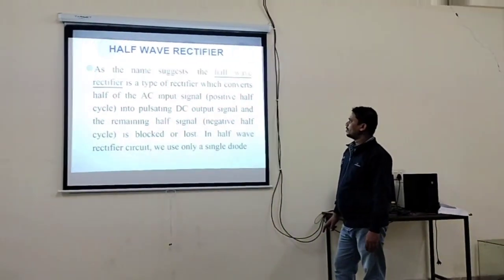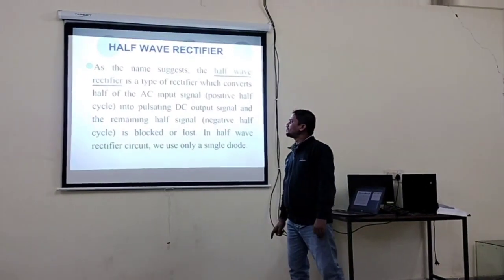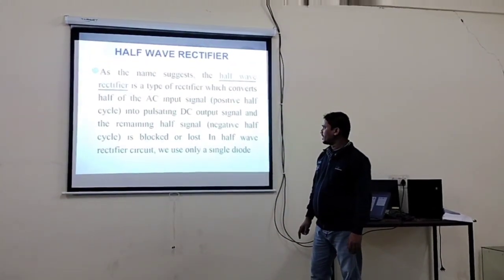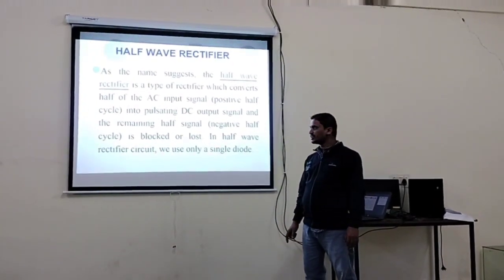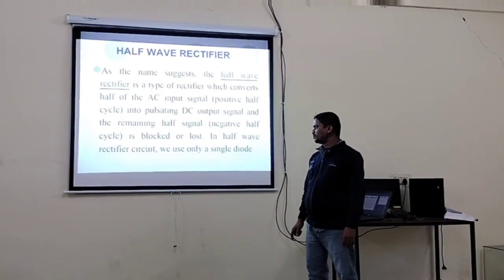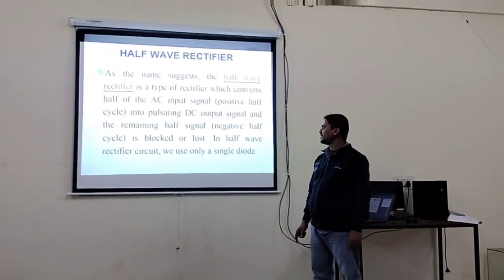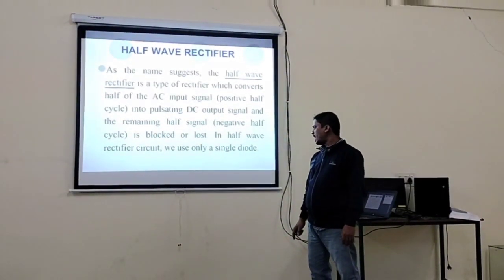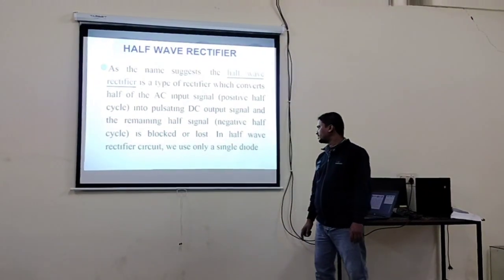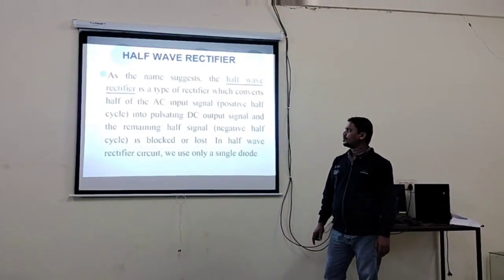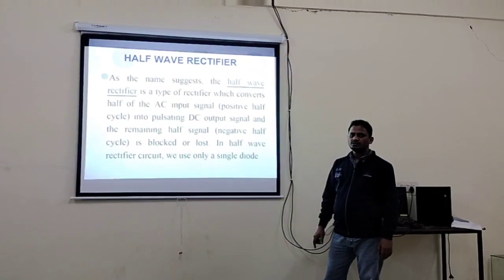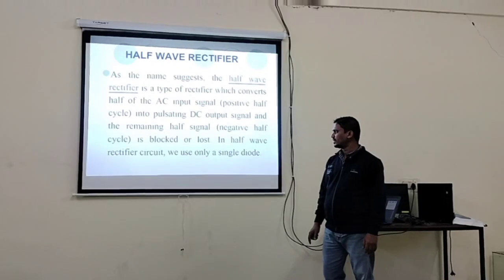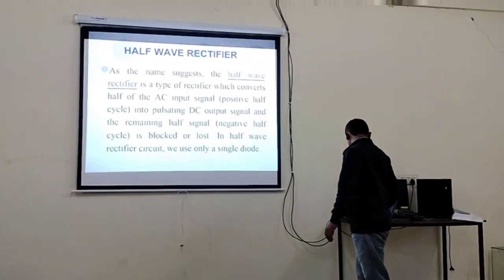First, half wave rectifier. What is half wave rectifier? As the name suggests, the half wave rectifier is a type of rectifier which converts half of the AC input signal, the positive half cycle, into pulsating DC output signal, and the remaining negative half cycle is blocked or lost. In half wave rectifier circuit, we use only a single diode. It allows only the positive half cycle.